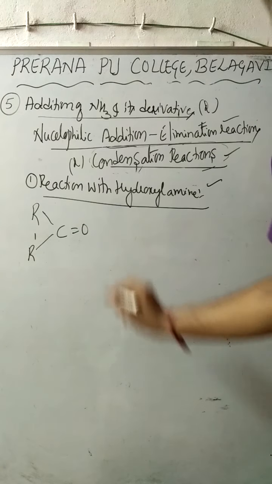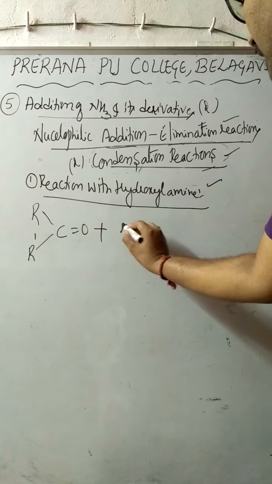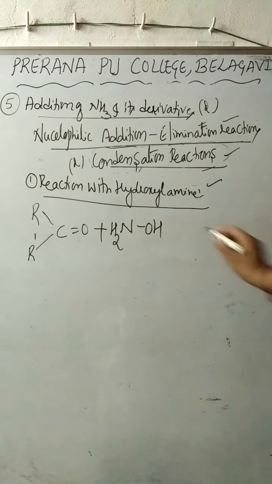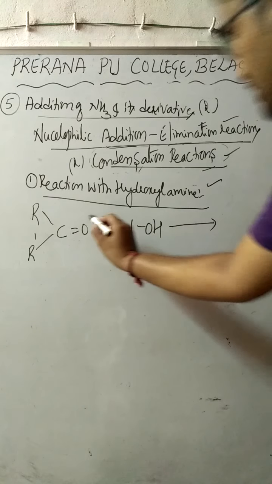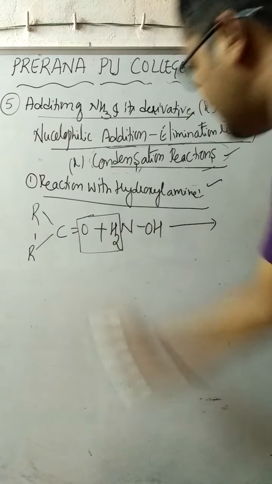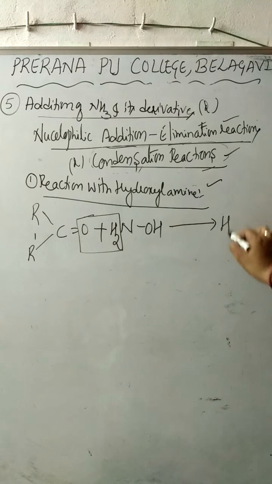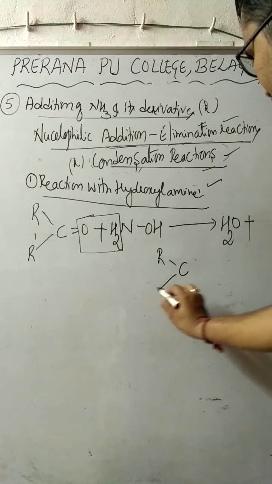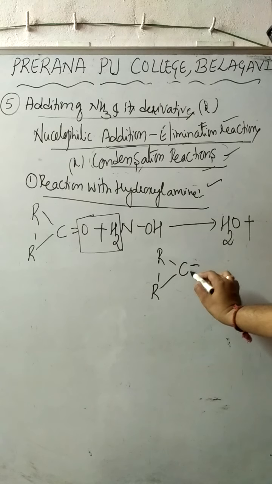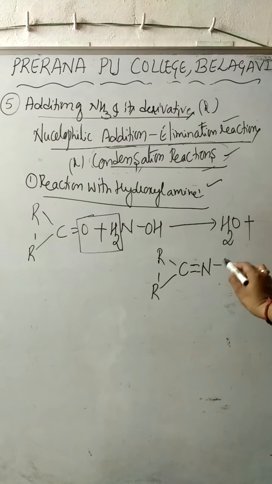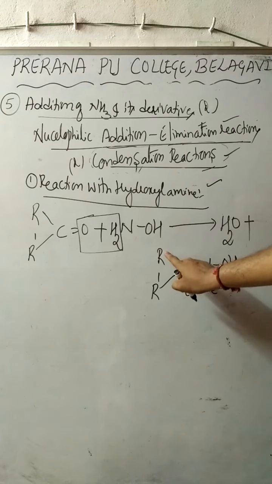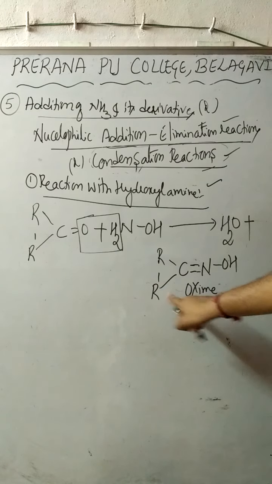So, when an aldehyde or a ketone is made to react with hydroxylamine, the formula of hydroxylamine is NH2OH. The water molecule gets eliminated and is given out as a byproduct. Along with this, what is left out? Carbon is linked with one R and one R dash with a double bond, bound to nitrogen, bound to OH, and this particular product which is obtained is called oxime. So here, R and R dash can be alkyl groups.